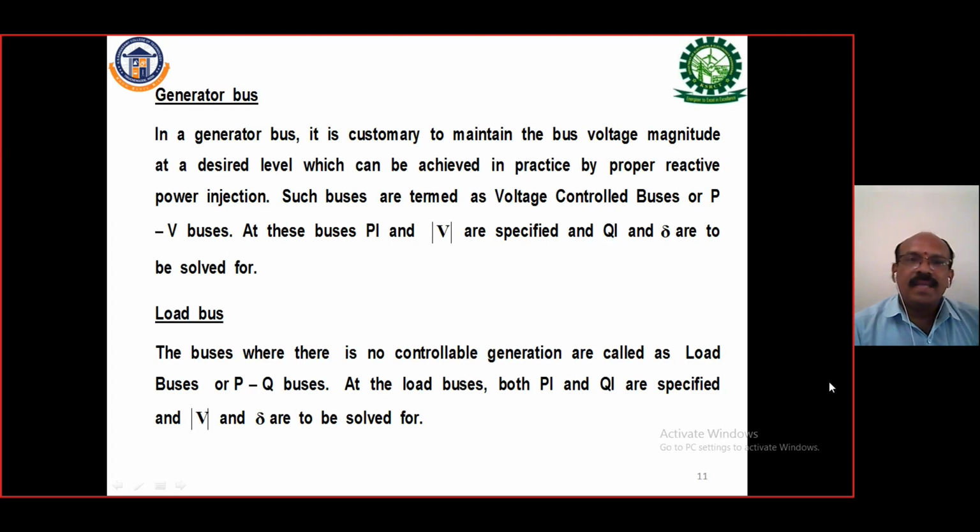Next, the generator bus. In the generator bus, there are two known quantities: real power and voltage magnitude. The other quantities, reactive power and voltage angle, we have to solve. Next, the load bus. In the load bus, two quantities are specified: real power and reactive power. At the load bus, the voltage and voltage angle are to be solved.